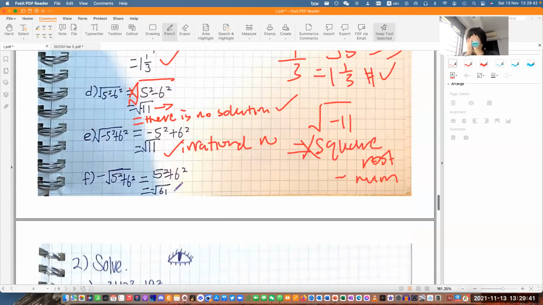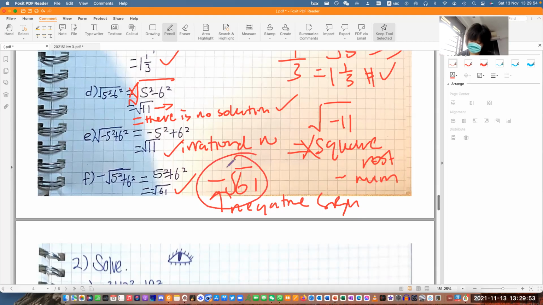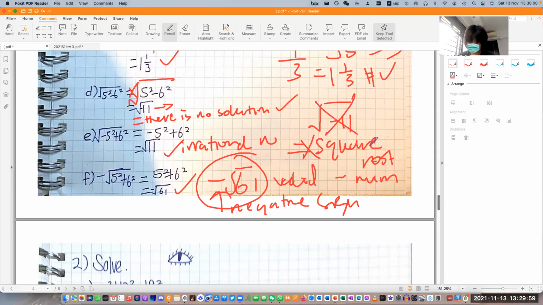Next, this one is correct because can you see the negative sign is outside? Yeah. So the negative sign is outside, so it's valid. But inside cannot. So this is also an irrational number. Negative square root 61 is an irrational number.